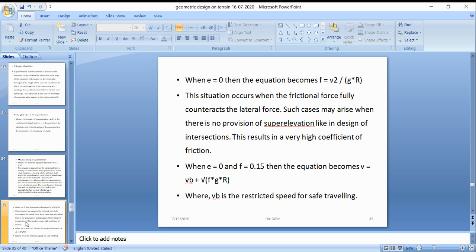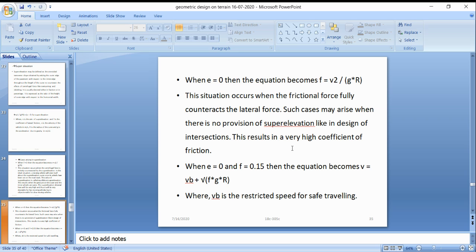So E is nothing but the super elevation ratio. So when E equals 0, then F equals V square by G into R. This situation occurs when the frictional force fully counteracts the lateral force. Such cases may arise when there is no provision of superelevation, where the factor of friction is applied.